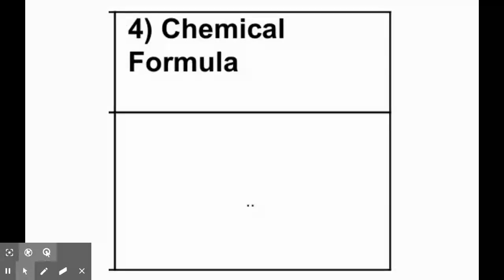So our last step in box 4 is to write the chemical formula for the element, and the chemical formula tells us how many of each type of element are in the compound. So we had 1 lithium and 1 fluorine, so we're just going to write LiF. And that's our final compound.